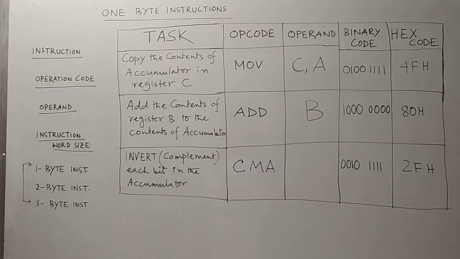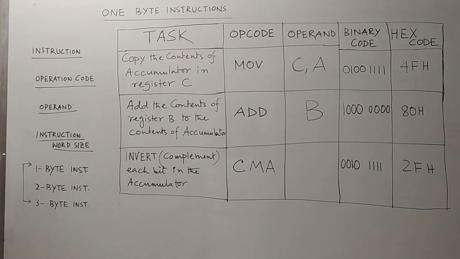So today in this class we will be discussing instruction, data format and the storage. Fine. So listen carefully. An instruction is a command to the microprocessor to perform a given task on specified data.